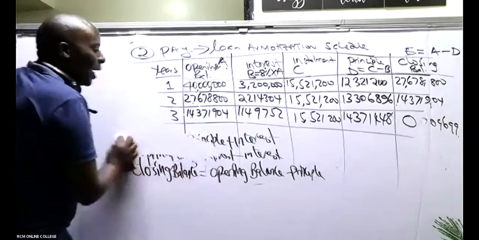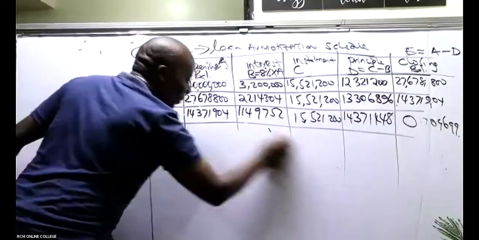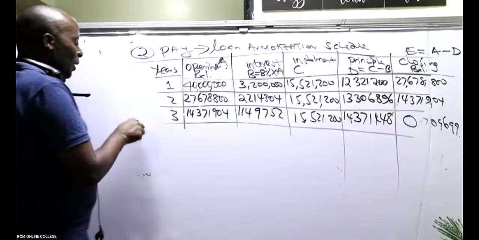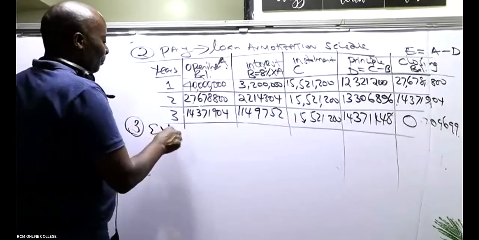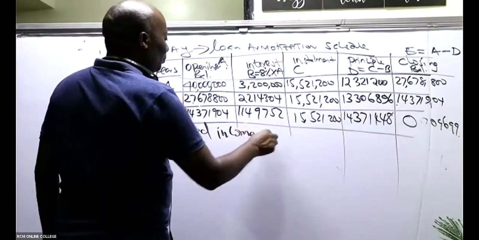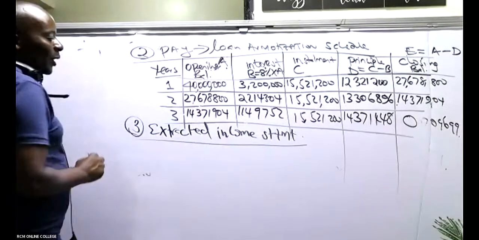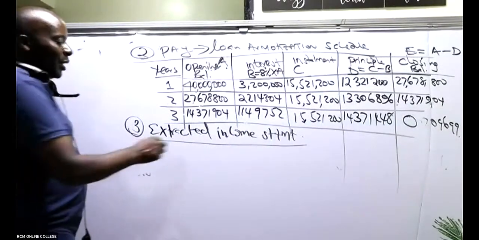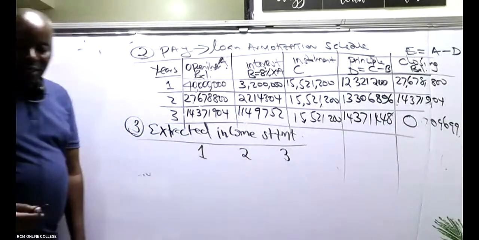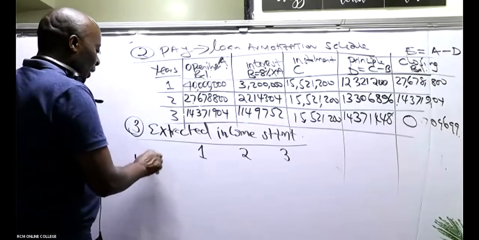So step number 3, I want you to memorize these steps, because this is very, very popular in your exams. So step number 3, go ahead and give us extracted income statement. So remember, we have 3 years: year 1, year 2, year 3. So you're going to have an income because there was a disposal done.